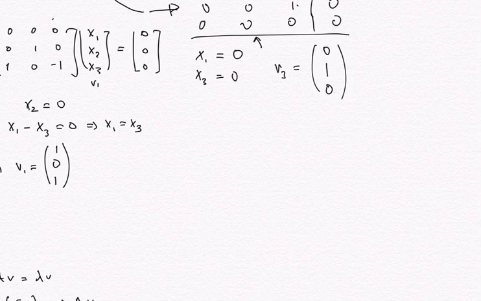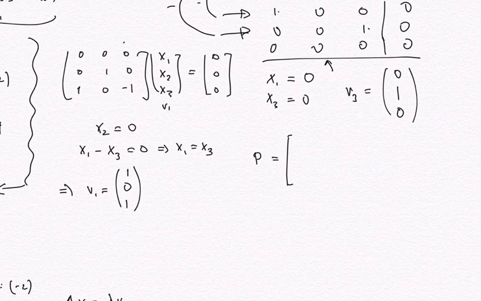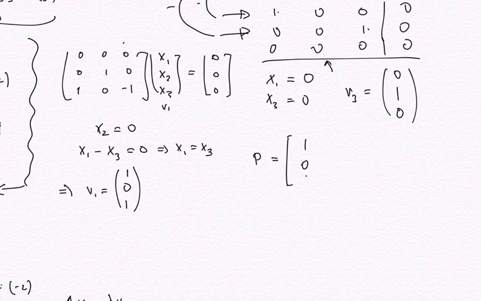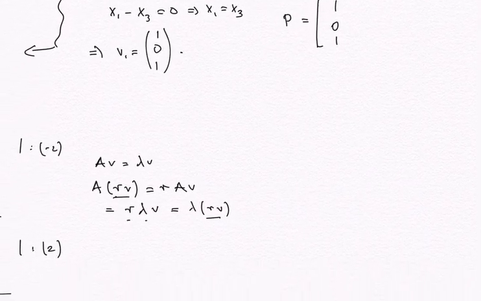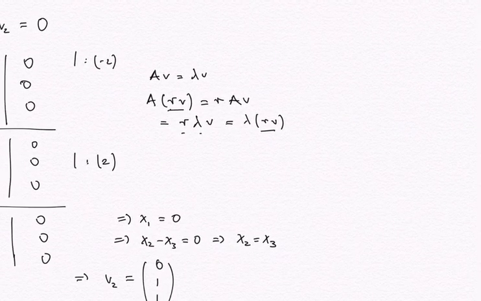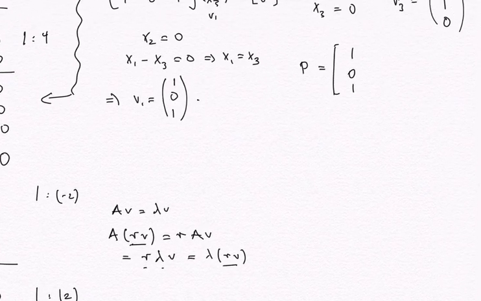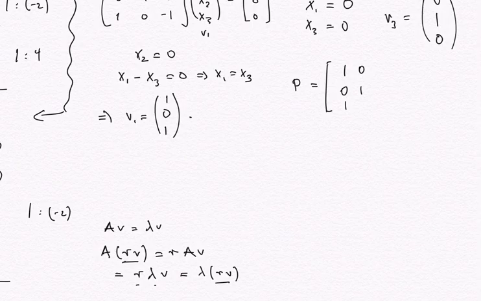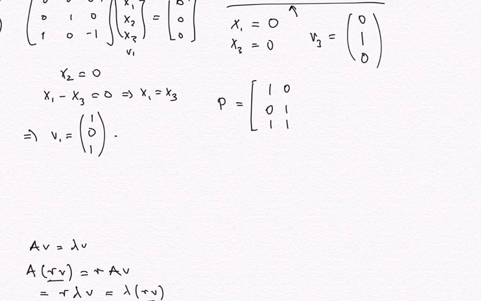Okay, now I'm going to write the matrix P. This is the matrix that consists of the eigenvectors as the columns. So first one, 1, 0, 1 right here. Second one, there, 0, 1, 1. Third one, 0, 1, 0. All right.